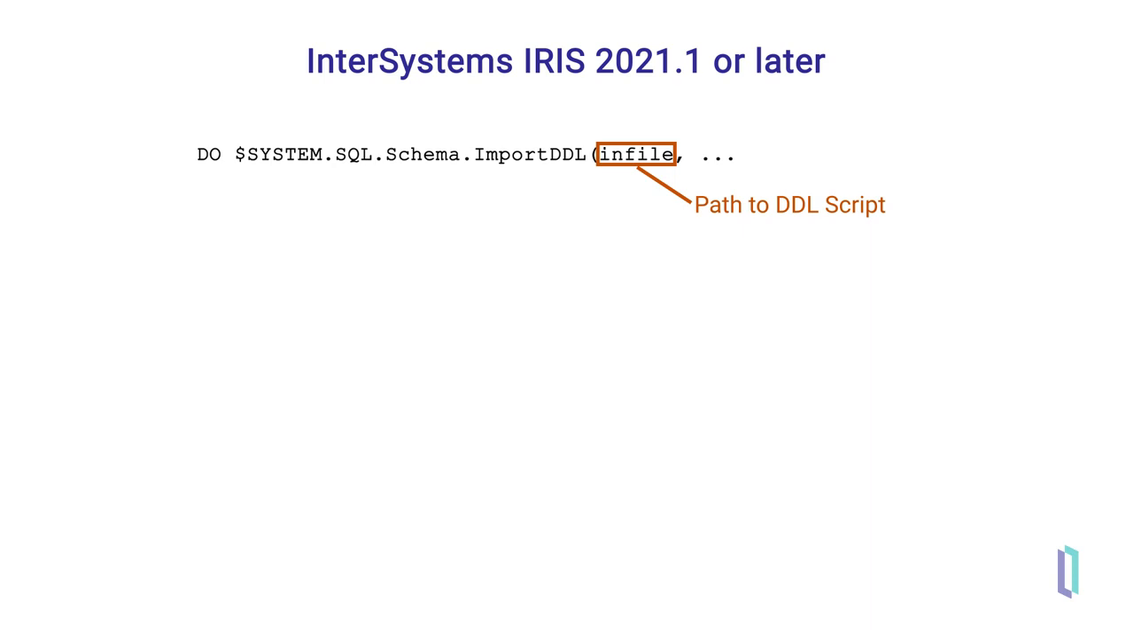On the latest versions of InterSystems IRIS, use the command do $system.sql.schema.import DDL, followed by three parameters inside parentheses. The first parameter is InFile. Write the full path of the DDL script file you want imported.